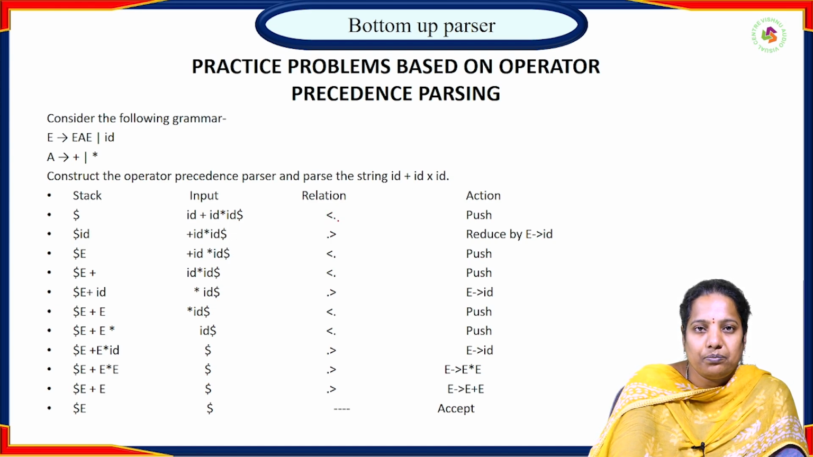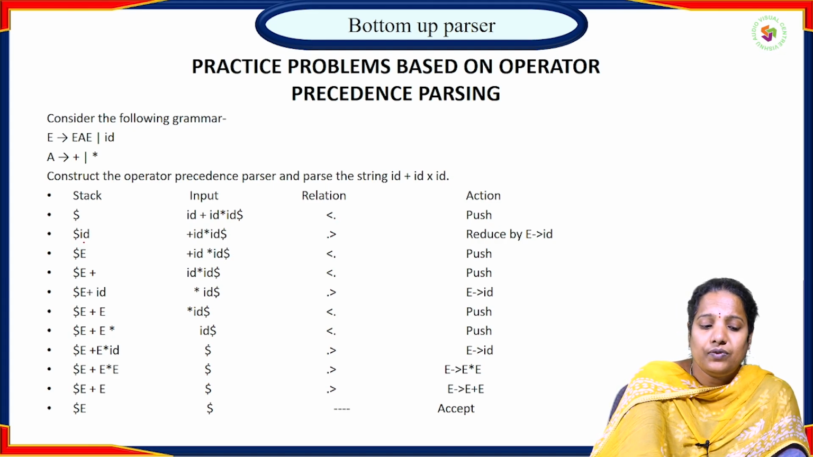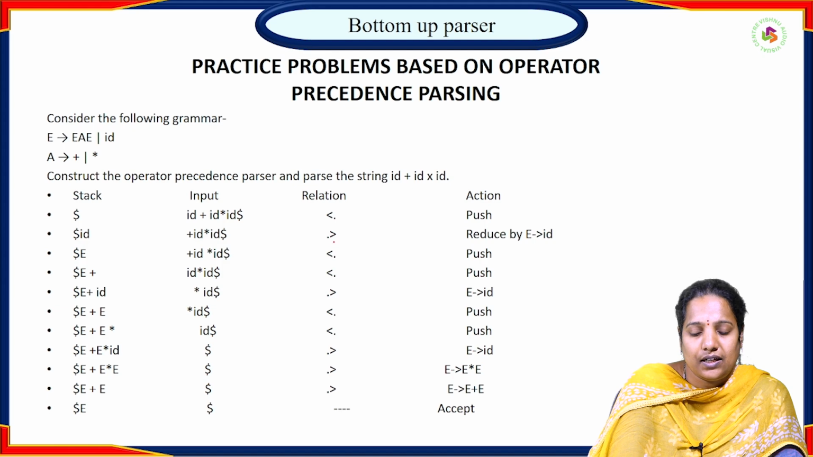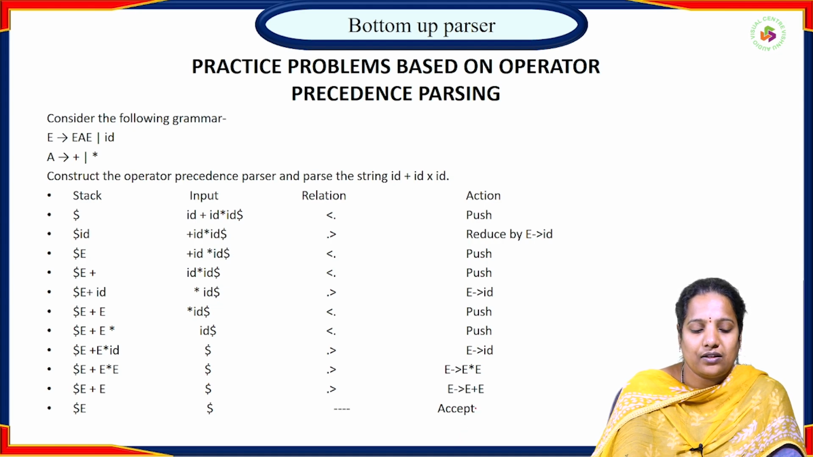If we have the precedence relation as less than, then we need to perform a push action. Otherwise, when we compare the current input symbol and the top of the stack, if the relation is greater than, then we need to perform a reduce action. In this way, we repeat those actions and see, at the end of the input, if it is a valid input.